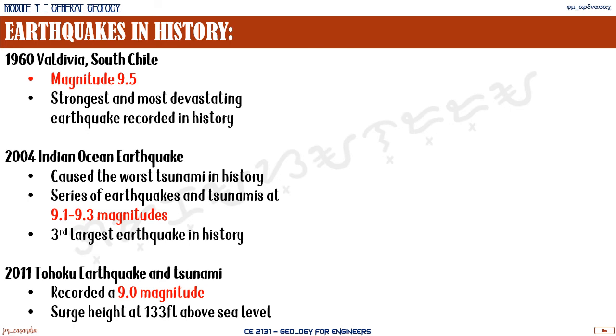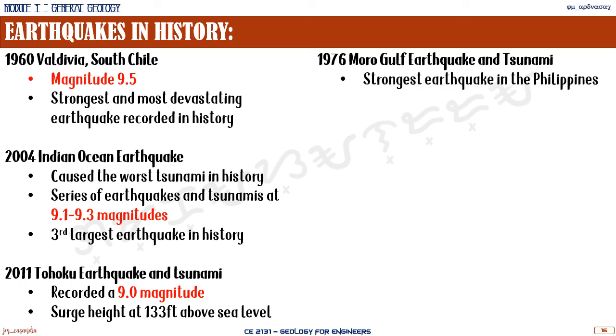So it is one of the famous and most significant earthquakes that happened internationally. Okay, so it's among the top 10. So these are three of the top 10 strongest earthquakes that happened all throughout the world. And then in 1976, we have the Moro Gulf earthquake and tsunami. This is the strongest earthquake that hit the Philippines. So its epicenter was recorded at the Celebes Sea with a magnitude of 8.